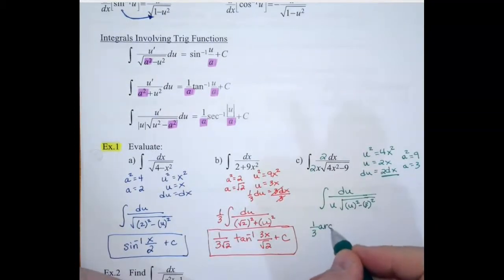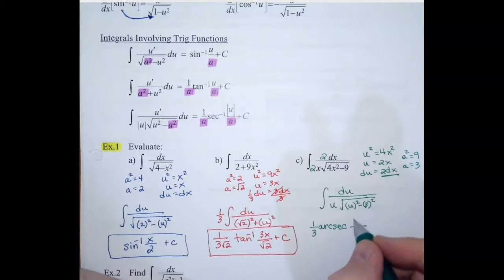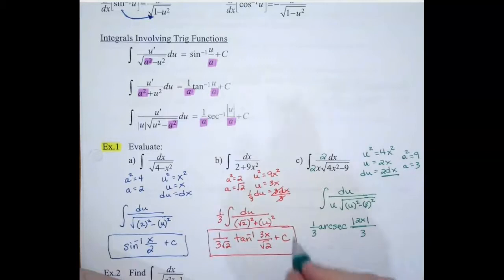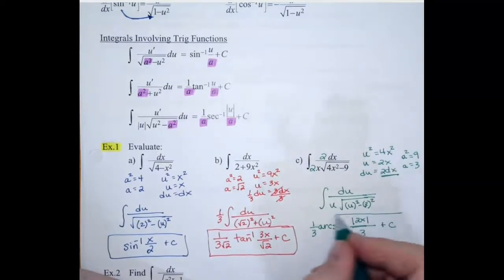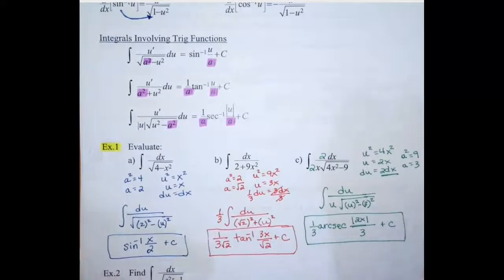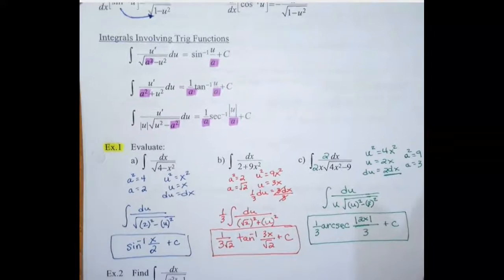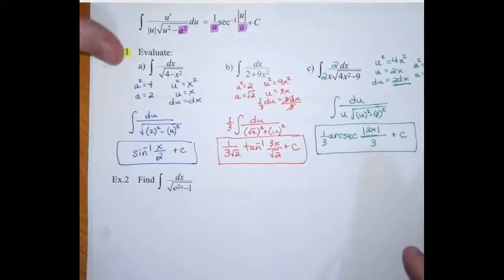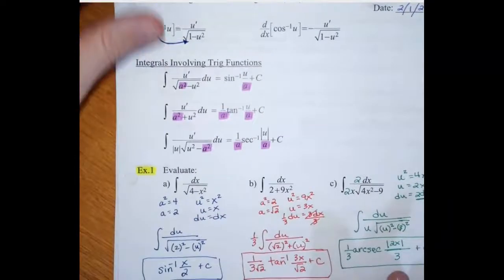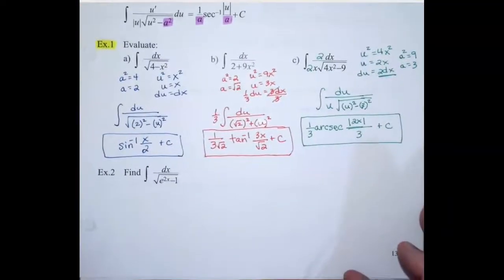And I'm just going to write this as arcsecant just so we remember that it could be arcsecant. And then it is the absolute value of u, which is 2x, over a, which was 3. Okay. So if it is on the AP test, it'll be pretty straightforward. Like I said, it'll either be a derivative or an integral, most likely. Okay.